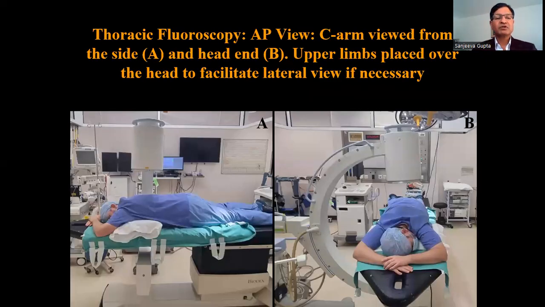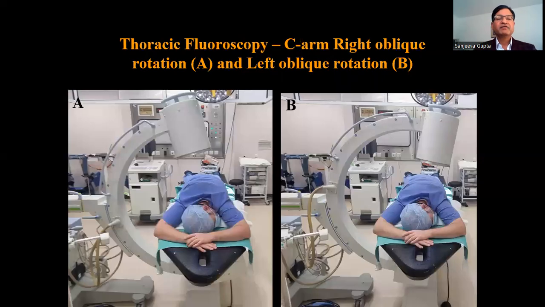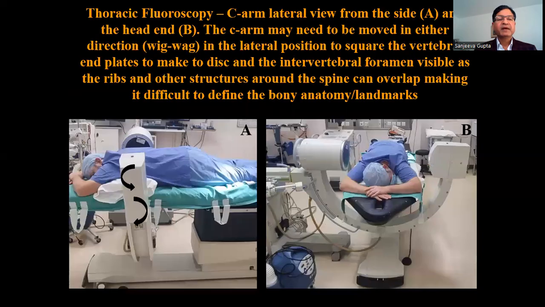Moving on to the thoracic fluoroscopy, this is an AP view in prone position. Keep a pillow for comfort. The upper limb should be higher up so that in case you need a lateral view, the upper limb doesn't come in the way. This is an image from the front end of the table. Here I've shown caudal tilt and cephalic tilt. That's what this picture shows. Here I've shown C-arm rotated to the right and the left. I'm sure you know this.